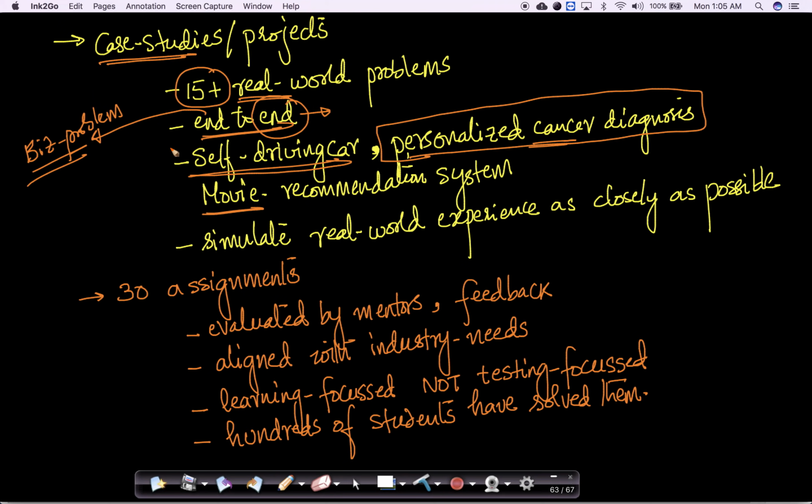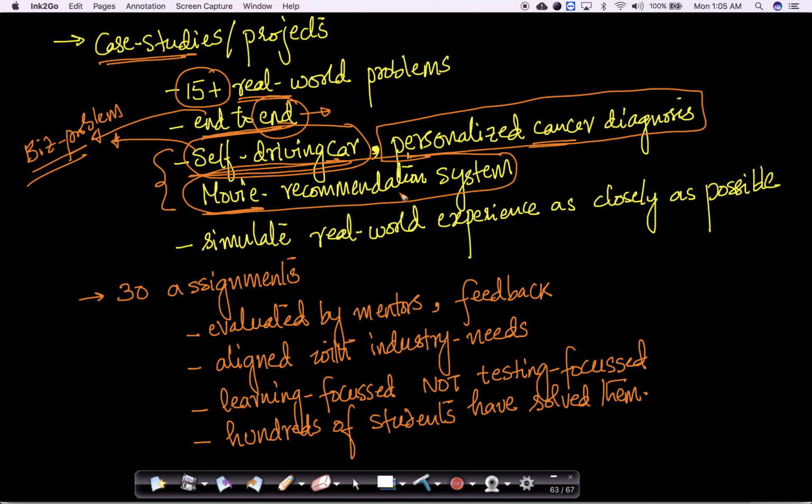Right? So these are real world problems, and for each of these problems, we put you in the shoes of an engineer at that company. For example, when we design the self-driving car, we would put you in the shoes of an engineer at Tesla who has to build this system, who has to understand the real world challenges and then design a solution. Similarly, if you're building a movie recommendation system, we put you in the shoes of an engineer at Netflix or an engineer at YouTube who has to solve these problems.